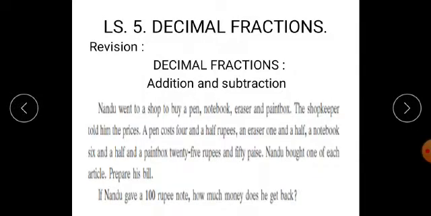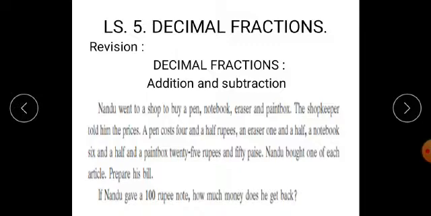Students, today we are going to start with the new lesson, that is lesson number 5, decimal fractions. Now, I hope you remember decimal fractions very well. A fraction whose denominator is either 10 or 100 or 1000 or any other 10 times multiple of 10 is called a decimal fraction. For example, 5 upon 10, 58 upon 100, 265 upon 100 are examples of decimal fractions.